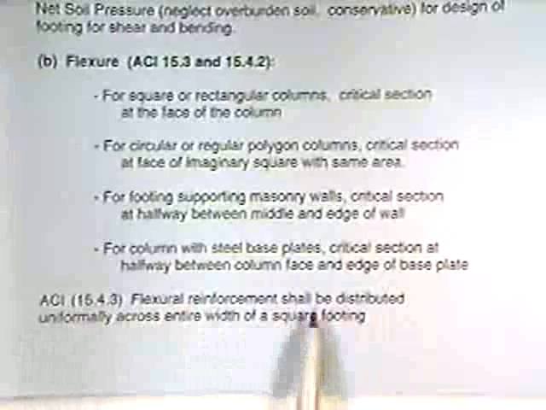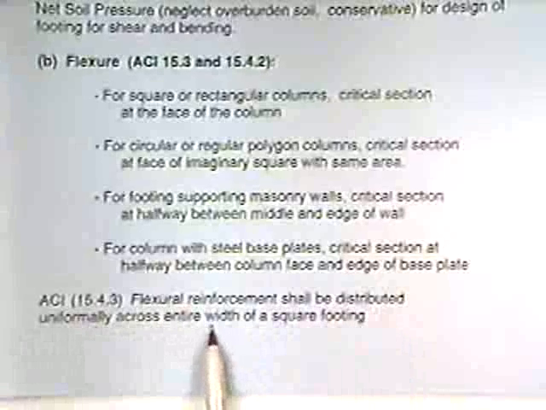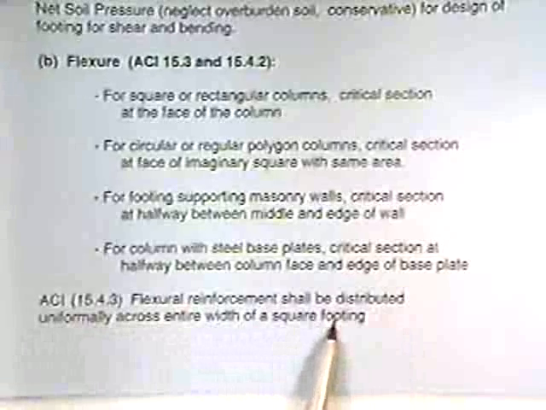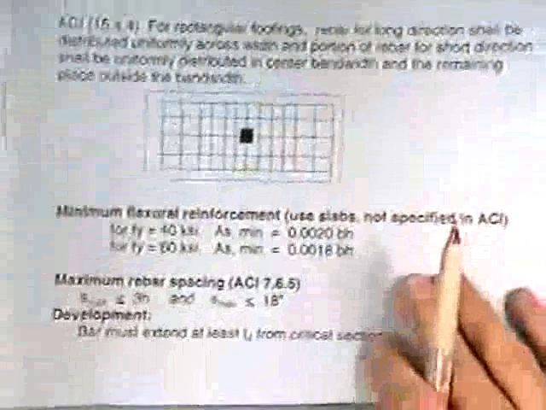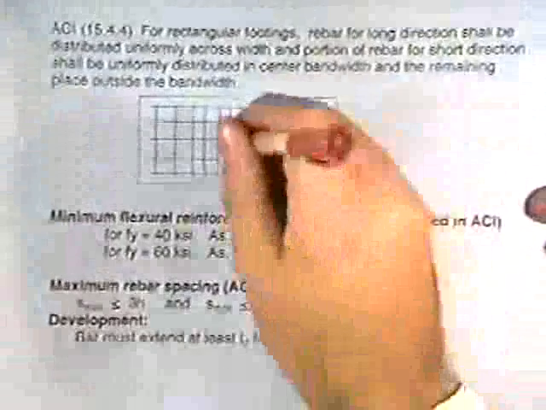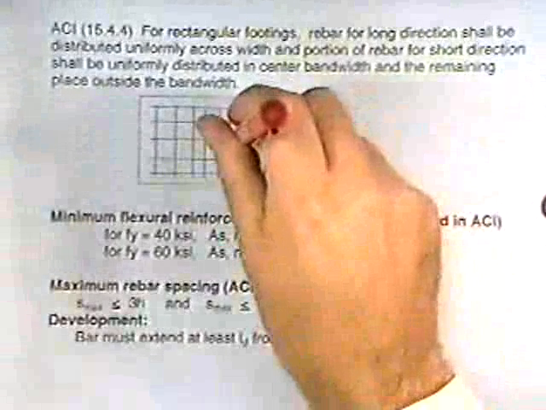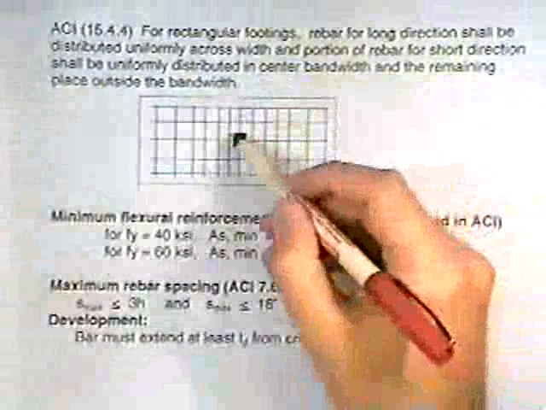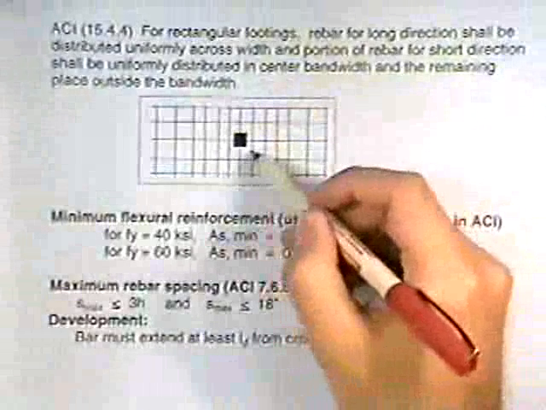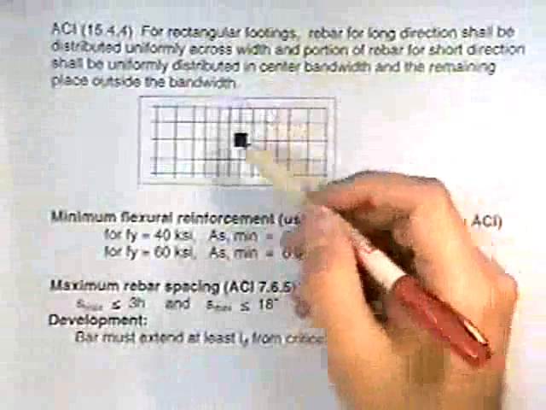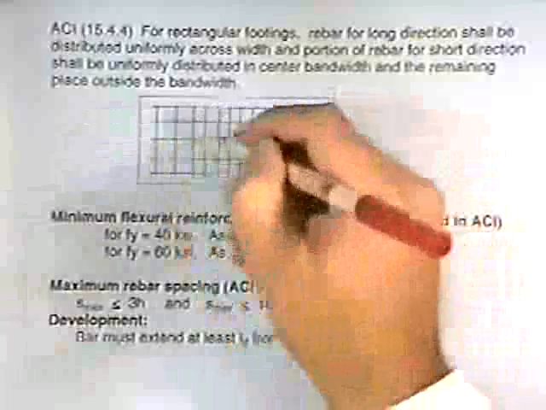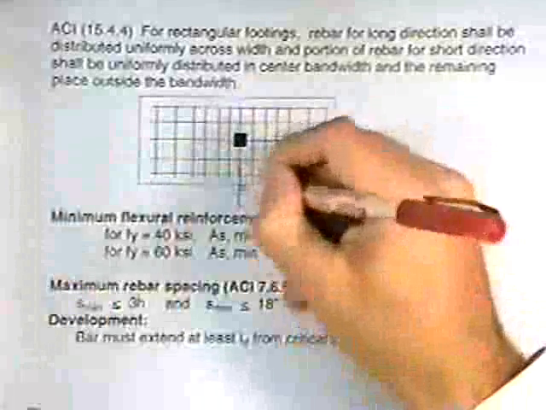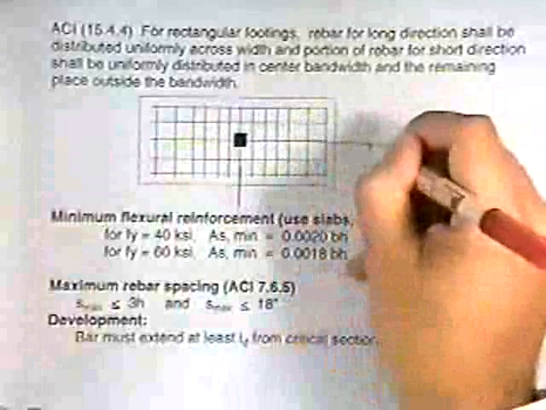15.4.3 says that the flexural reinforcement shall be distributed uniformly across the entire width of a square footing. Basically, you space the steel out at even spacing. If you're in a rectangular footing, it's a little more complicated. Remember, axial force coming down on this column, the critical sections are going to be along the sides of the column. And you can see here that the demand moments over here are probably going to be greater. They'll be greater bending in one direction than they would about bending in this direction.